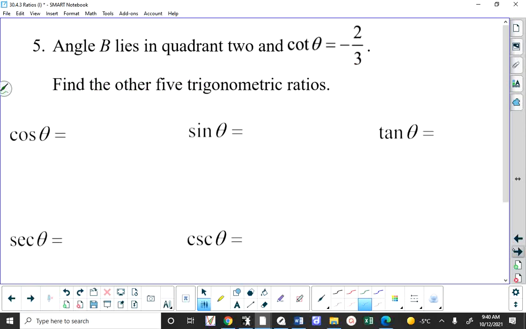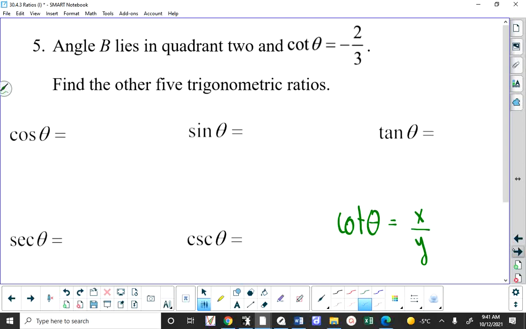Okay, angle B lies in quadrant 2, and cotangent of theta is -2/3. You have done problems like this in Math 20, but of course it wasn't cotan. We know that cotangent of theta is x over y. Well, let me explain how I know that. I know that tangent is y over x, and cotangent is the reciprocal of it.